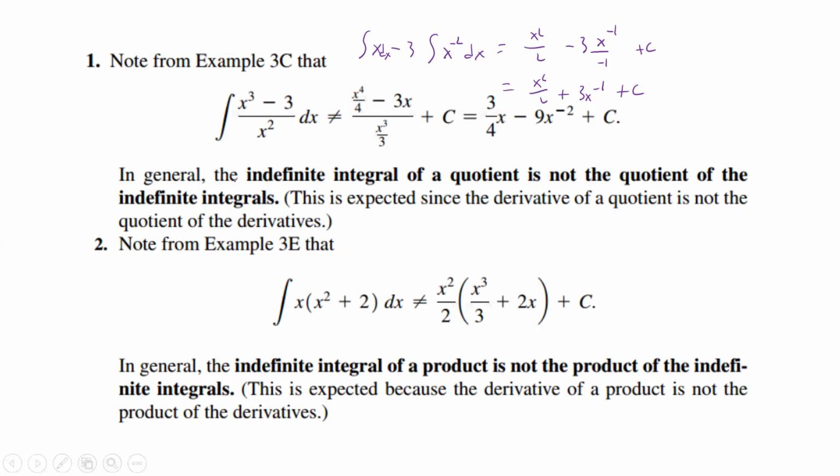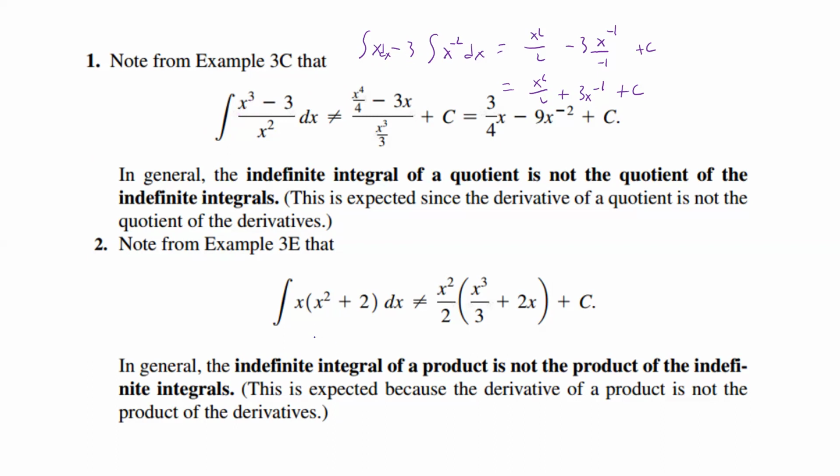So in general, what they're saying is the indefinite integral of a quotient is not the quotient of the indefinite integrals. That's to be expected since the derivative of a quotient is not the quotient of the derivatives. You use the quotient rule and things like that. So in this one, we have to divide everything first and then split it into the two integrals, and then we can integrate each one of those.